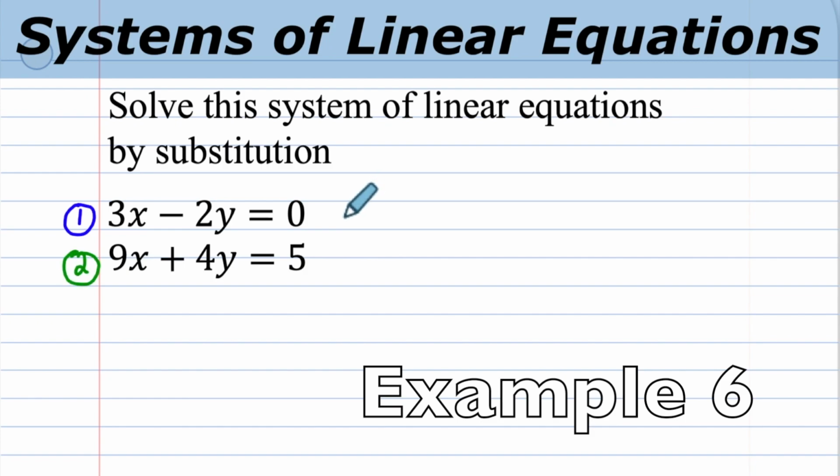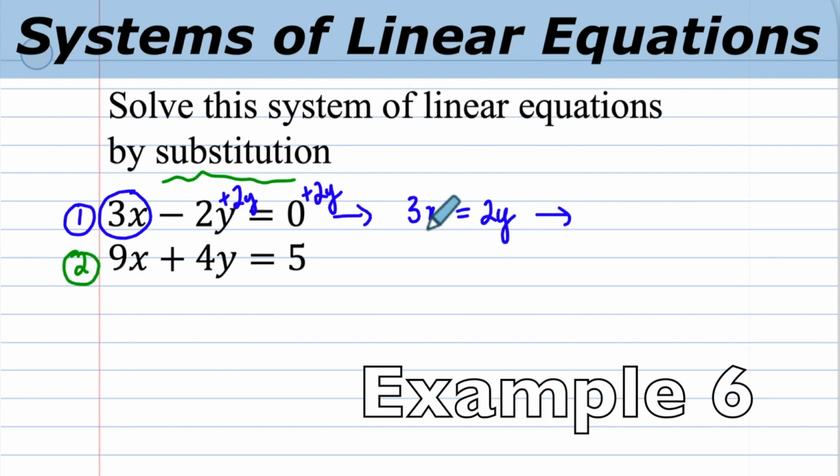Let's do it. 2 equations, 2 unknowns, solve for x and y by using substitution. I think isolating 3x might be the best choice by adding 2y both sides. 3x is equal to 2y, but we also need to divide by 3. Divide by 3, divide by 3. X is equal to 2y over 3.